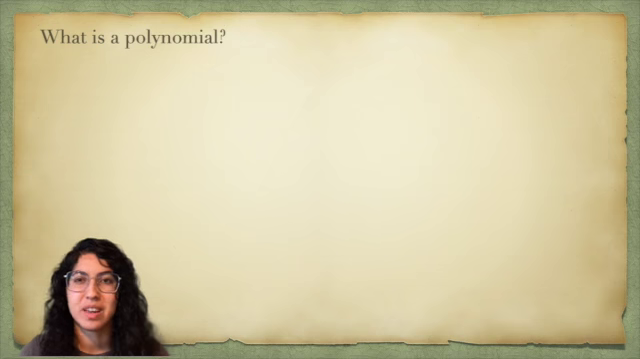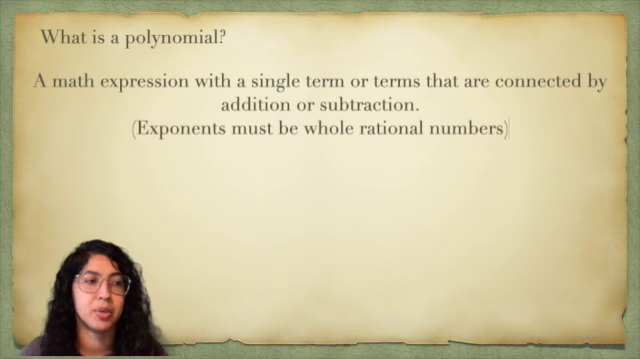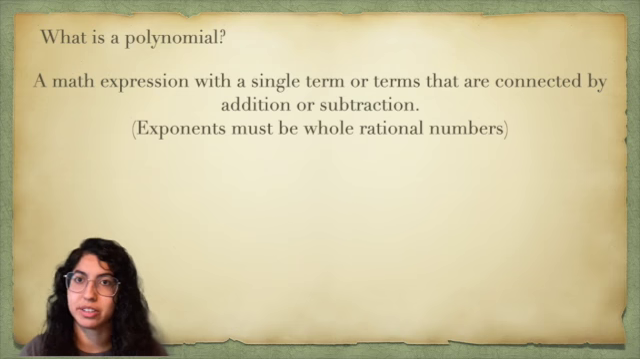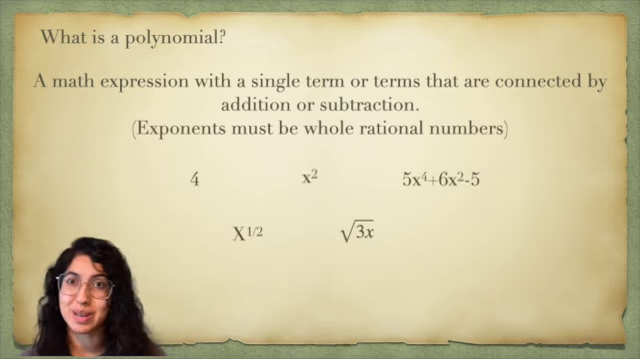So first thing, what is a polynomial? It is a math expression with a single term or terms that are connected by addition or subtraction. Exponents must be whole rational numbers. So what does that mean? Let's look at some different terms here.